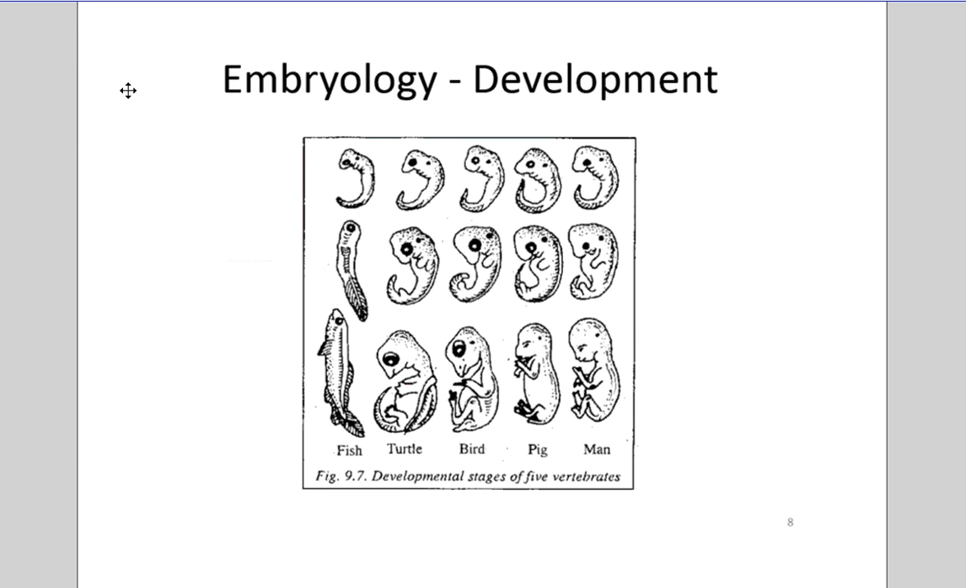Embryology is another one, and development. Organisms that are closely related will have similar embryos, and they will develop very similarly. We've talked about this as evidence of evolution as well, and again, we've seen this picture. The more closely related two organisms are, the more similar their embryos are going to be, and the more similar their development is going to be.